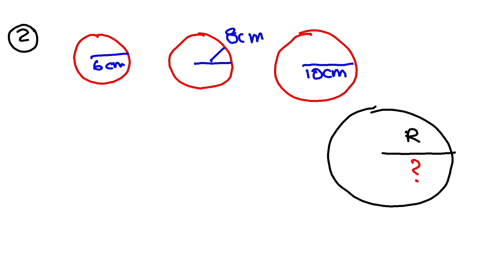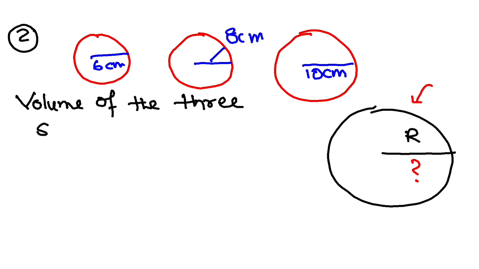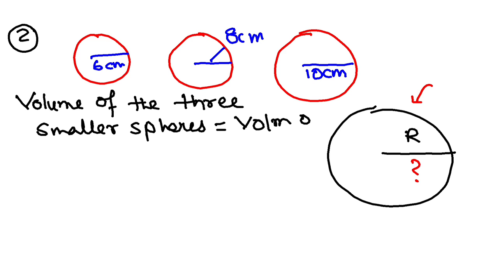So what is happening here is that to construct this large sphere I have taken the material from the 3 smaller spheres. So mathematically how I'm going to write? I'm going to write like this: volume of the 3 smaller spheres is equal to volume of the larger sphere.